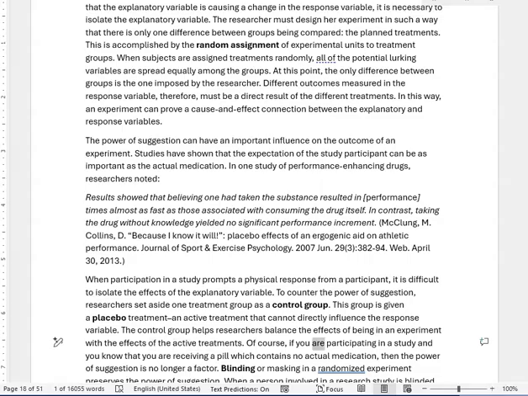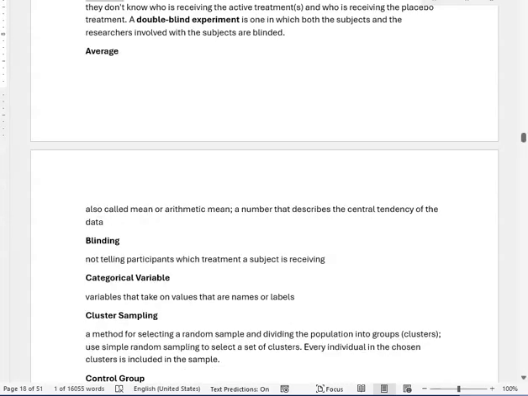Of course, if you are participating in a study and you know that you are receiving a pill which contains no actual medication, then the power of suggestion is no longer a factor. Blinding or masking in a randomized experiment preserves the power of suggestion. When a person involved in a research study is blinded, they don't know who is receiving the active treatments and who is receiving the placebo treatment. A double-blind experiment is one in which both the subjects and the researchers involved with the subjects are blinded.